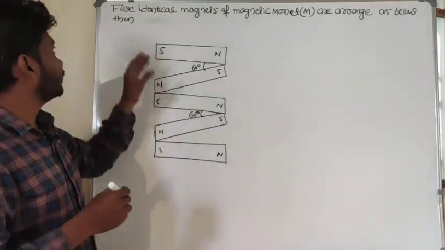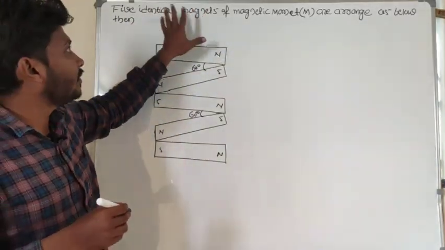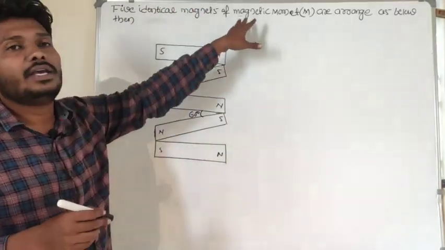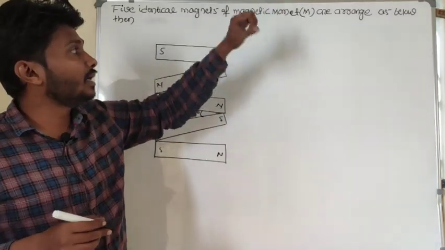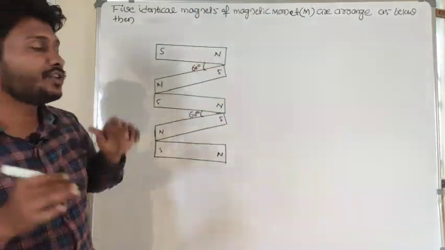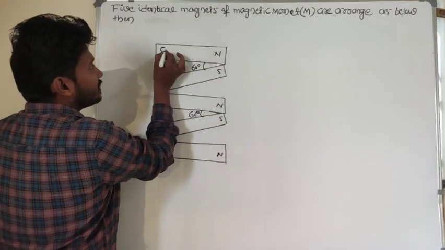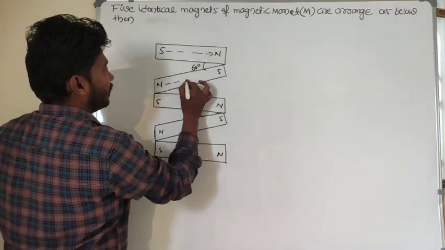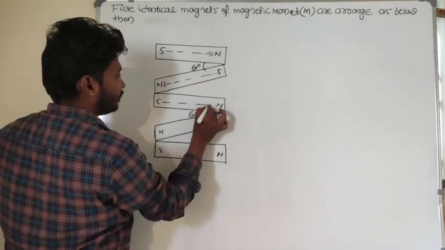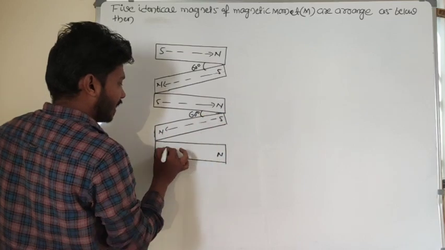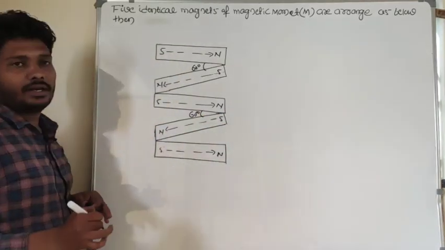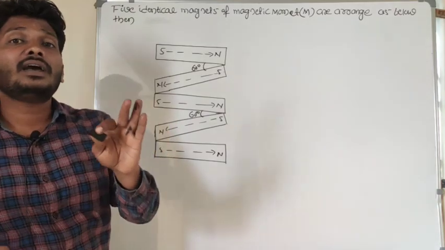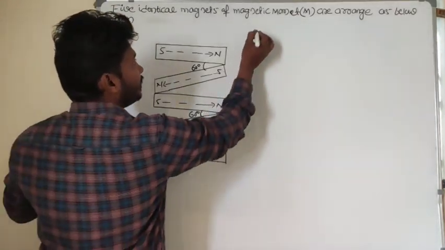In the next application, I will take 5 identical magnets, each magnet having the same magnetic moment. These magnets are arranged in this manner. Unlike poles are in contact here. If unlike poles are in contact, look at here, this is the direction of the dipole I can consider. Now I want to find the resultant magnetic moment in this case.